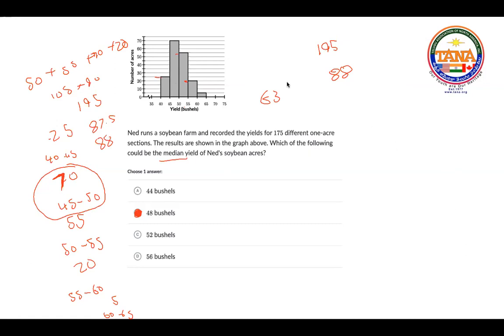So the yield for 45 to 50 is equal to 20 because there's 20. That's not 20, it's 70. 45 to 50 is 70. Do you want to just come on mic so you don't have to type so much? All right, just raise your hand so I can unmute you.